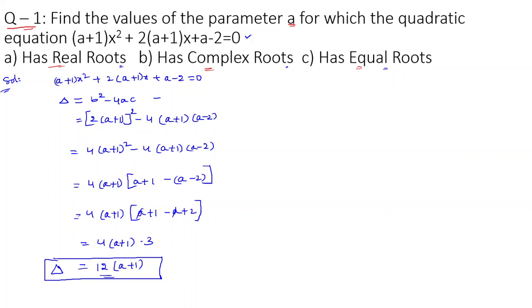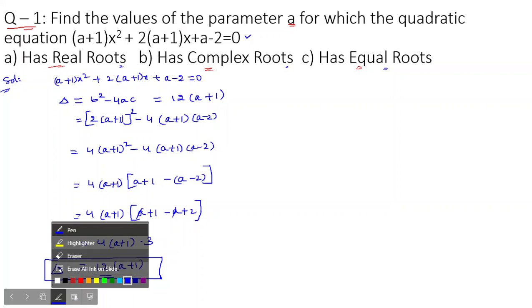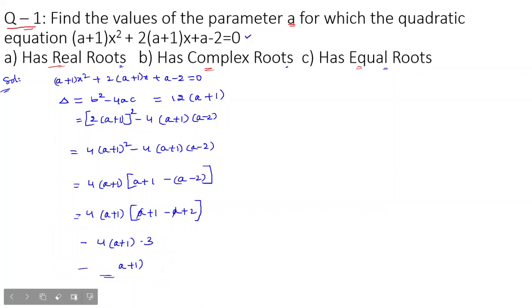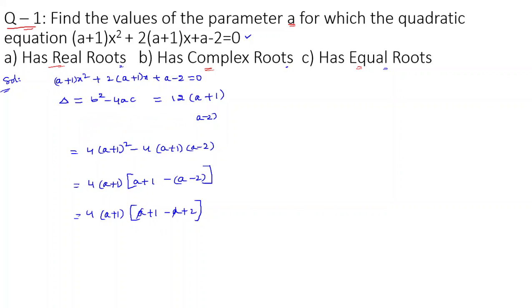So now let us write the value of discriminant here and erase all this stuff here. So the discriminant's value is 12 into (a plus 1). So we can make use of this value to find the values of parameter a.